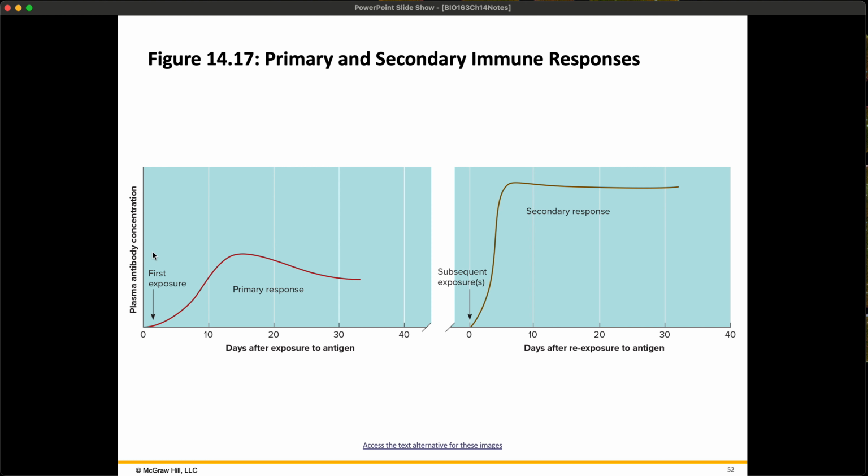So here you can see a depiction of that primary versus secondary response. Going up and down, you have the antibody concentration. So the first time you might produce 25% or so, but up here it's kind of the 80-90% production of antibodies, and again, a much longer sustained response.